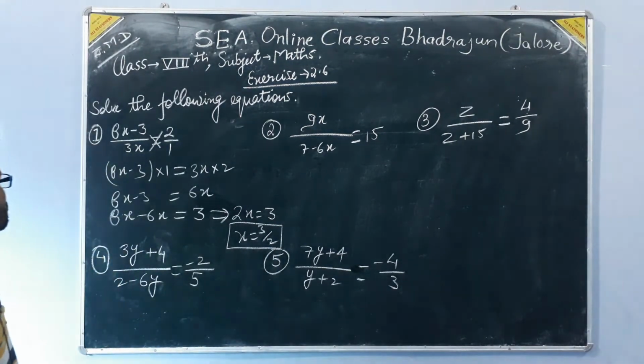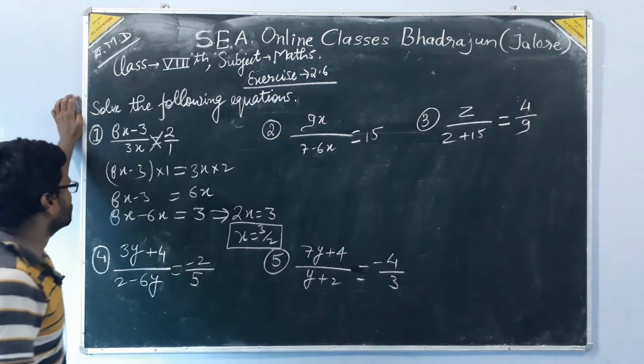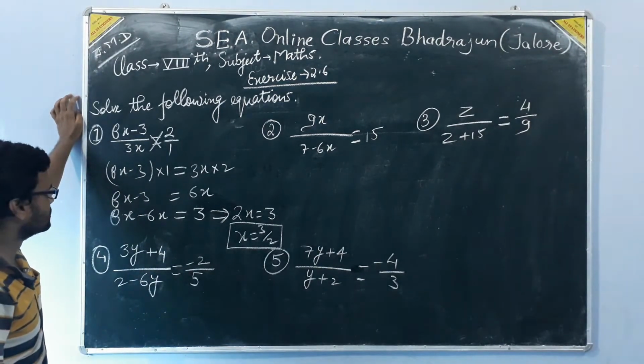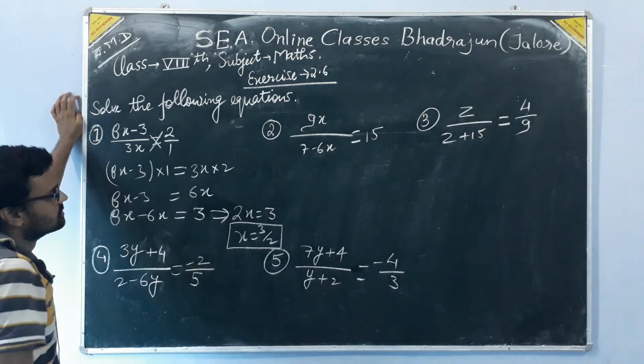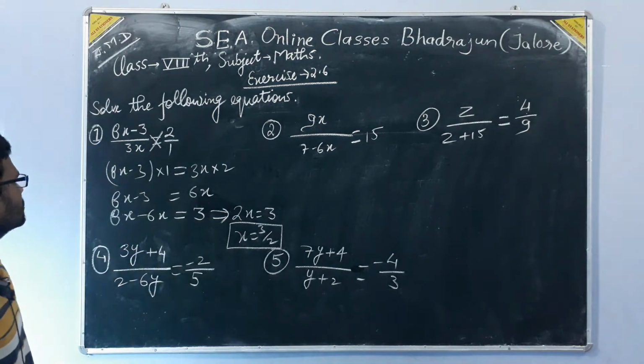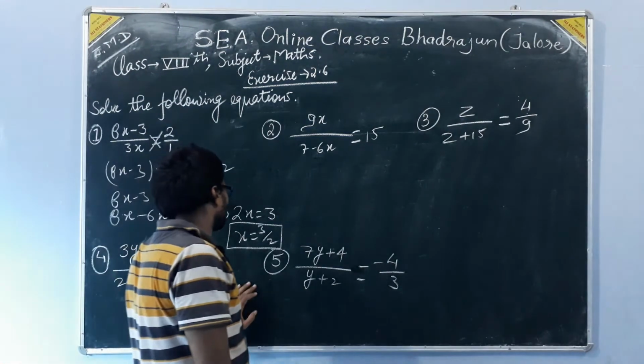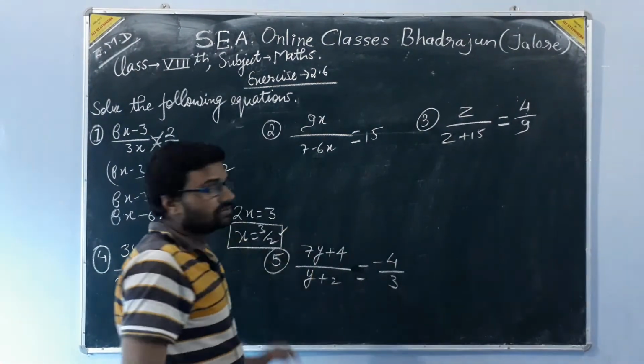So 8x minus 3 equals 6x, 8x minus 6x equals 3. Hence 8x minus 6x is 2x, 2x equals 3, x equals 3 upon 2. So our x is 3 upon 2.